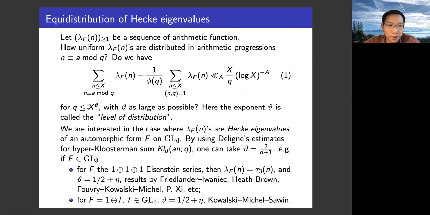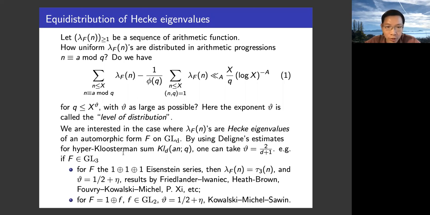What we specifically want is that this modulus Q should be taken to be some power of x, and we would like theta to be as large as possible. Here, this exponent theta is called the level of distribution. We restrict ourselves to the case that this coefficient lambda f of n is the Hecke eigenvalues of some automorphic form f defined on GL d. For example, if we use Lin's estimate for hyper-Kloosterman sums, then we can get an exponent theta equal to, say, 2 over d plus 1. Again, here d is the rank of the automorphic form.